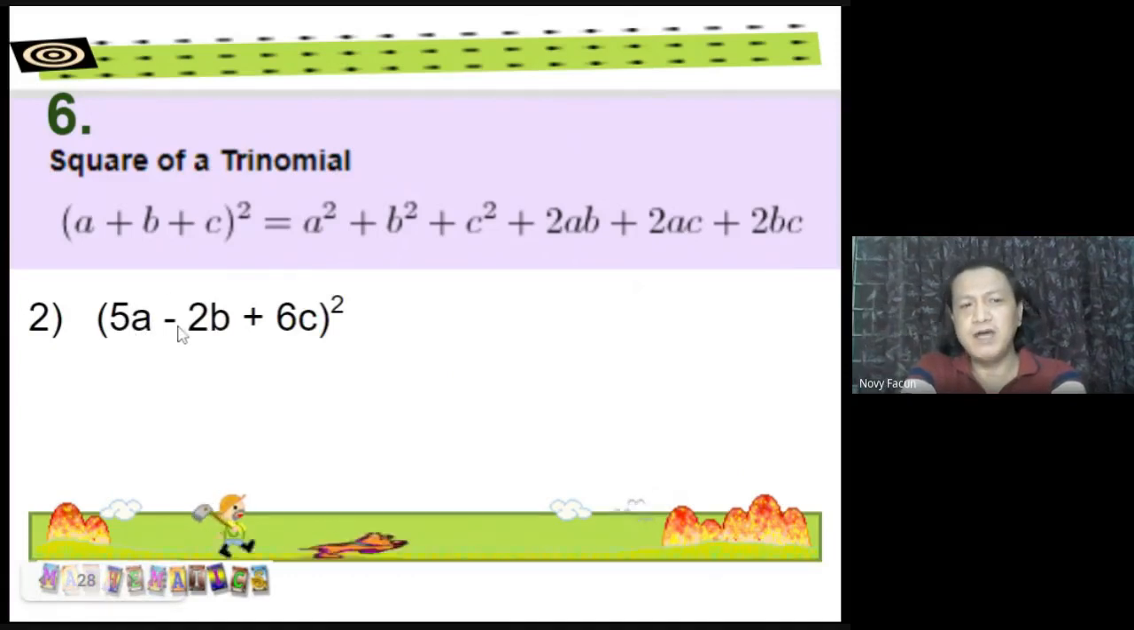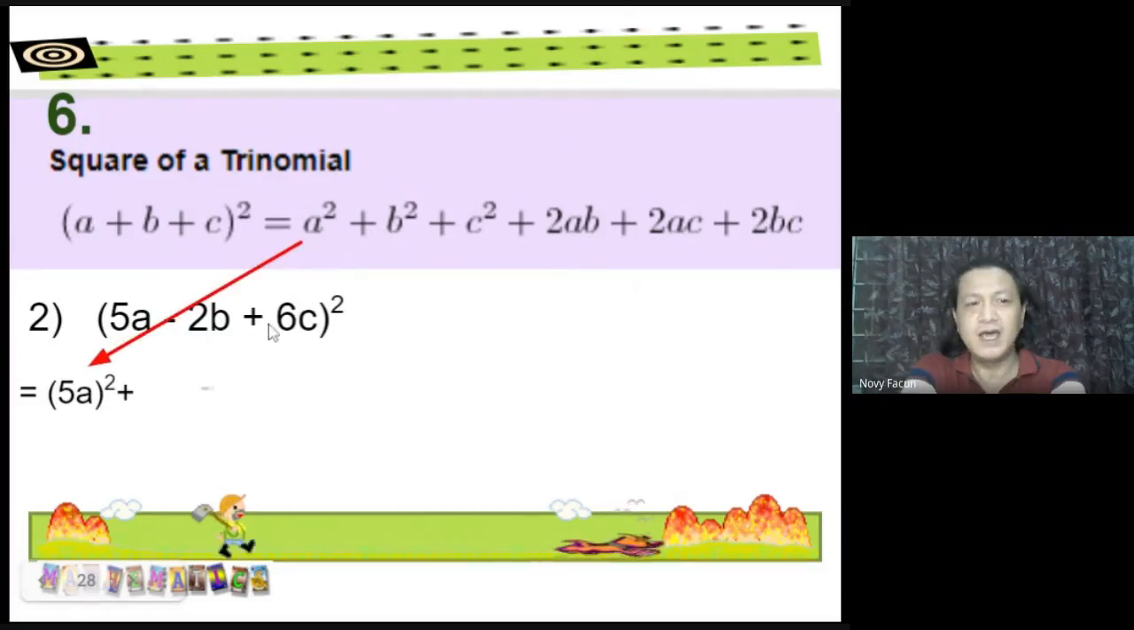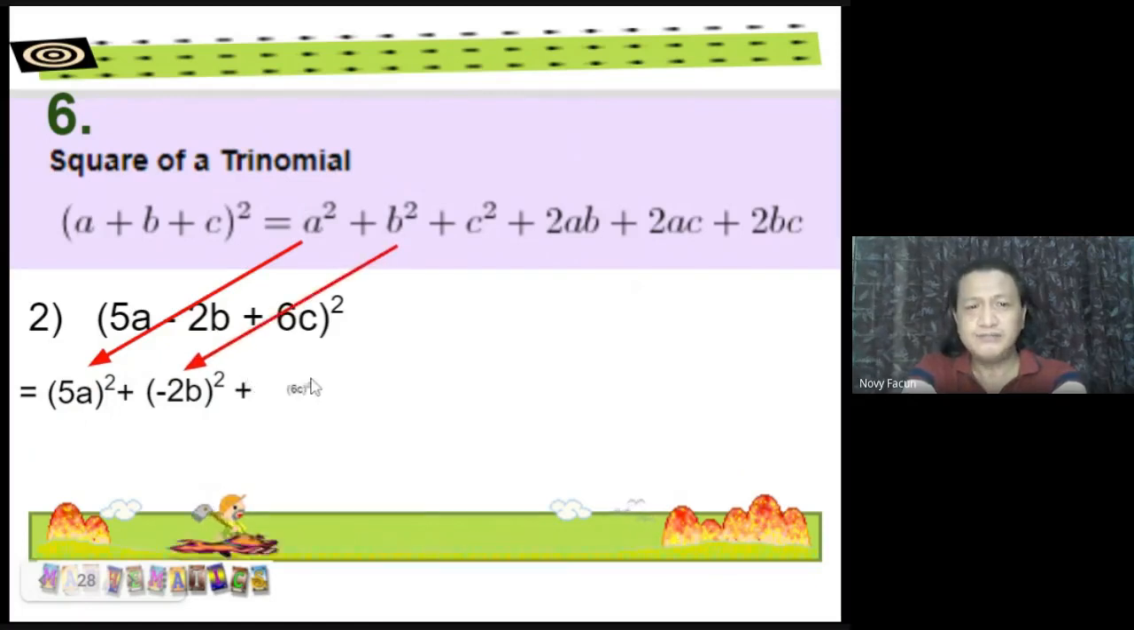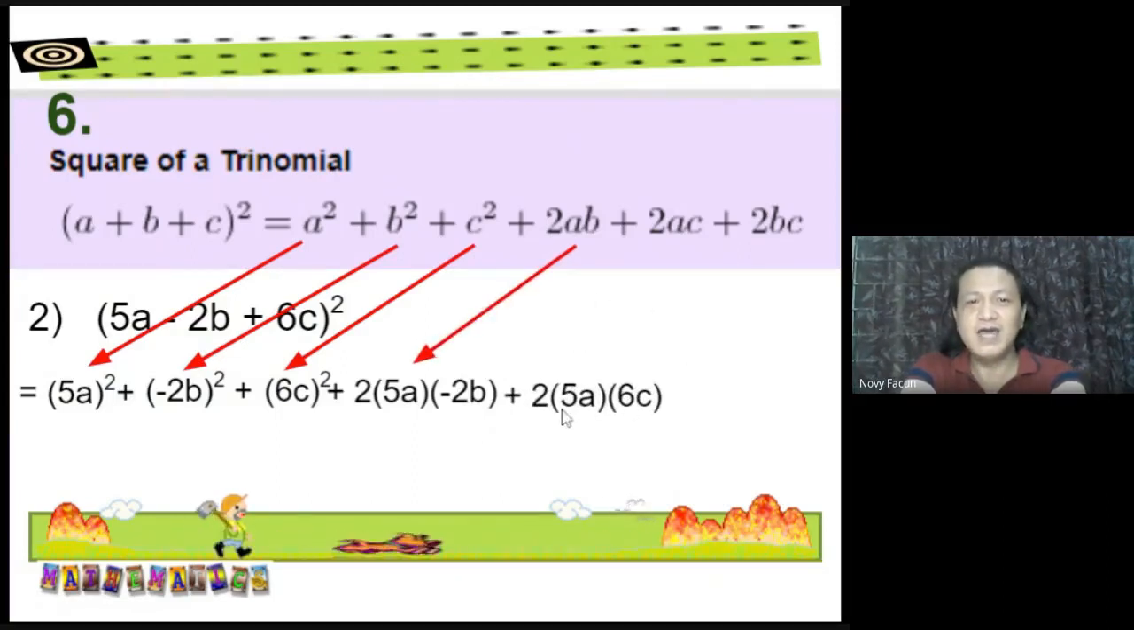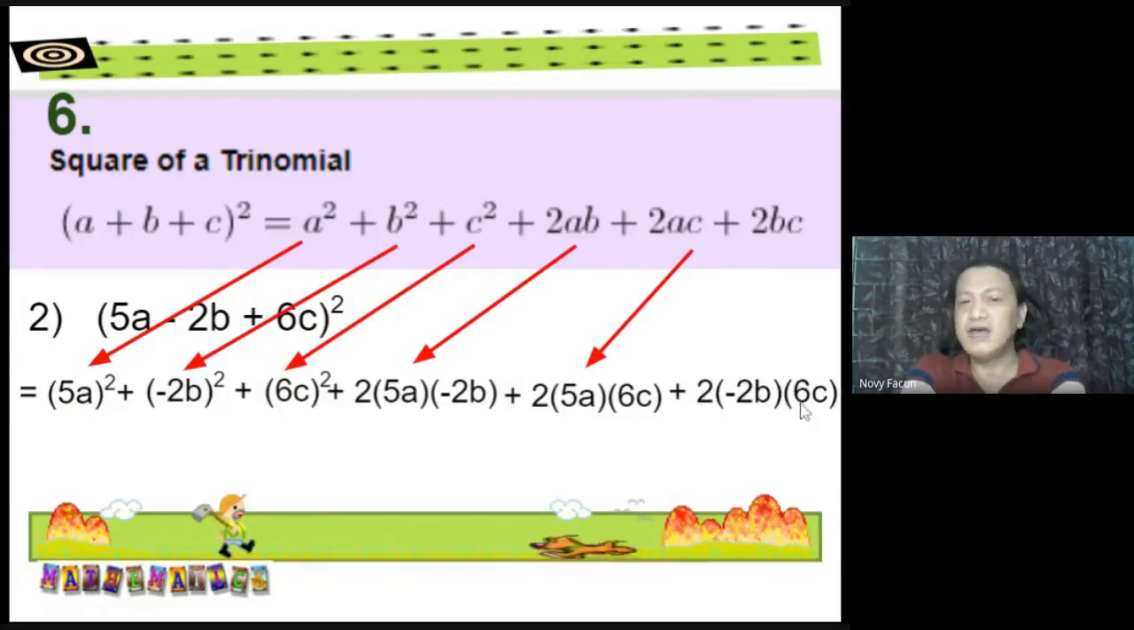How about this? (5a minus 2b plus 6c) squared. So, same pa rin yung procedure natin. Just square the first term. That is 5a squared. Then formula natin. And we have the second term, negative 2b squared. Next, we have third term, 6c squared. Then, twice natin yung AB. We have 2 times 5a times negative 2b. And then, twice natin yung AC, kaya magiging 2 times 5a times 6c. And then, twice BC, that is 2 times negative 2b times 6c.